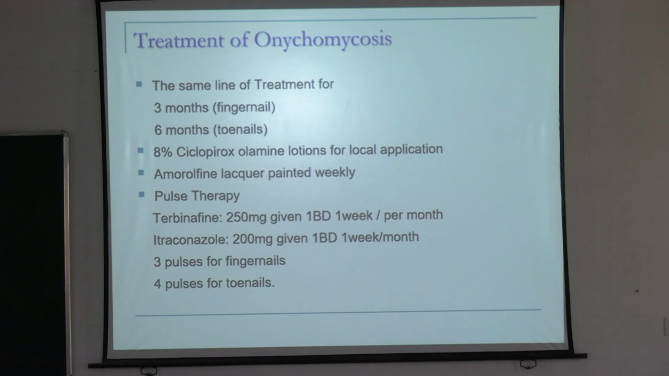So treatment of onychomycosis takes 3 to 6 months. For fingernails, it takes 3 months. For toenails, it takes 6 months. There are some nail lacquers, like a nail polish type application. We call it nail lacquer. So, cycloperoxylamine nail lacquer, we have 8%.